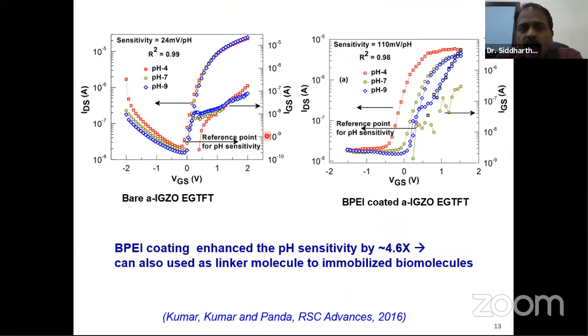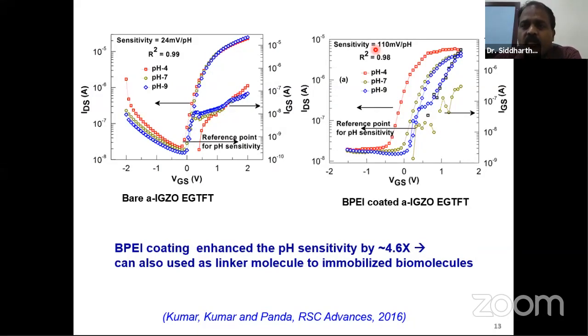But then our interest was in looking at the sensitivity. In this particular case, the base or control device had a sensitivity of 24 millivolt per pH. But by adding this nano coating, we were able to get a higher sensitivity of about 110 millivolt per pH, which is almost 4.5 to 4.6 times. Another advantage of using this kind of layer is that we can utilize it not only for measuring pH, but also for measuring more complex charged biomolecules.